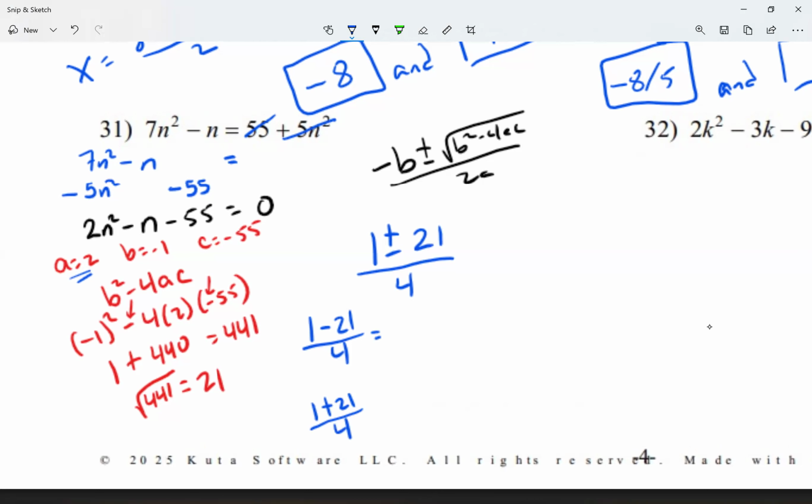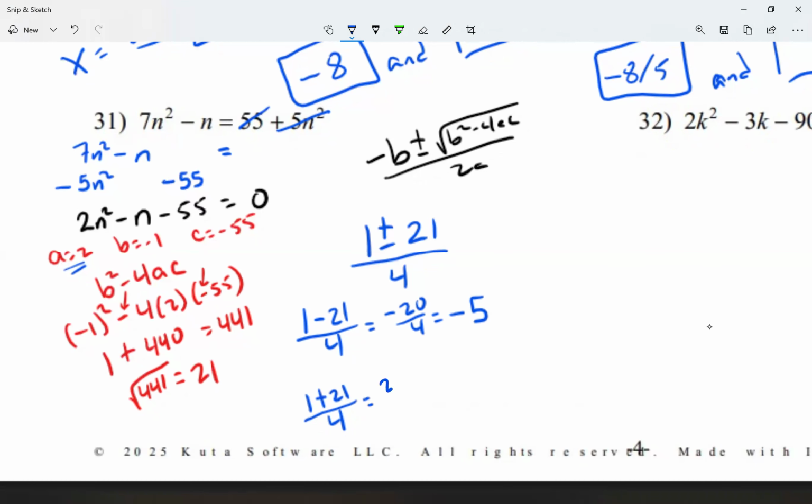So looking at my first solution, 1 minus 21. Well, that's -20 over 4. I'll bring the negative to the front. 20 divided by 4 is 5. So this actually becomes a whole integer. It's not a fraction anymore. For my second answer, I have 22 over 4, because 1 plus 21 gave me 22.